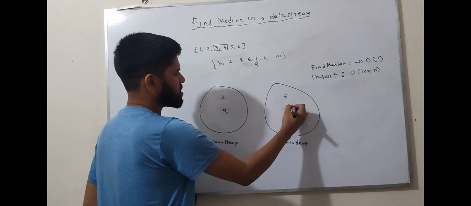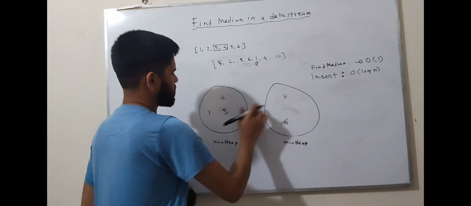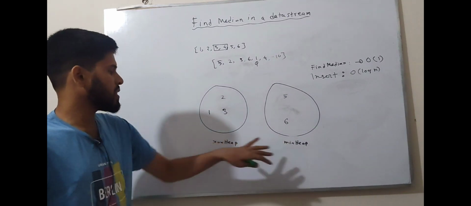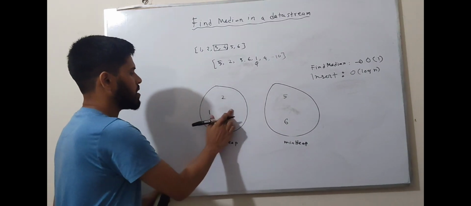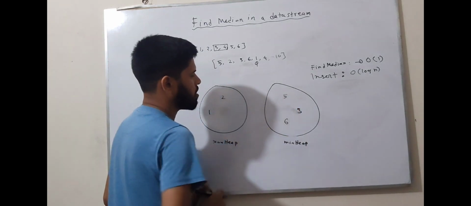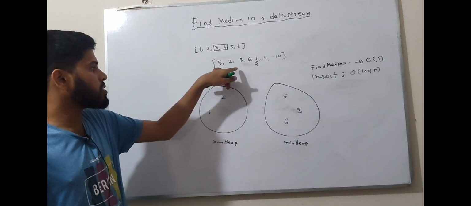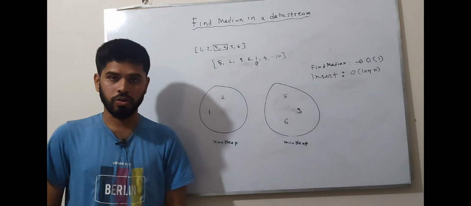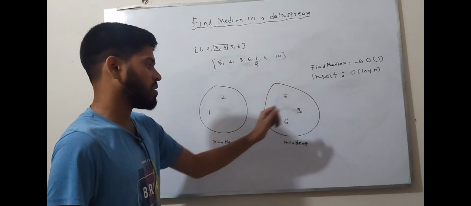Let's move forward. 1. Let's insert in our min heap. Let's remove the minimum. Minimum is 1. Let's insert here. We see the size of min heap is less than max heap. So let's take the max element from the max heap, which is 3. Let's put it back here. So we're going to insert here 3. What is the median up until this point in our stream? Can you tell me? All right, that's simple. Median is 3.